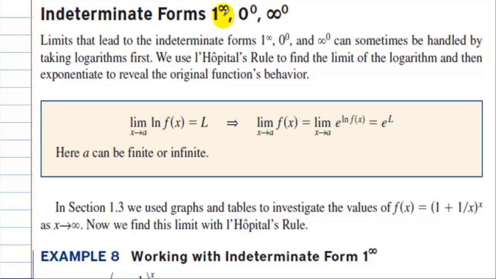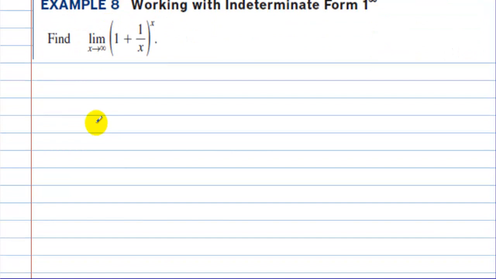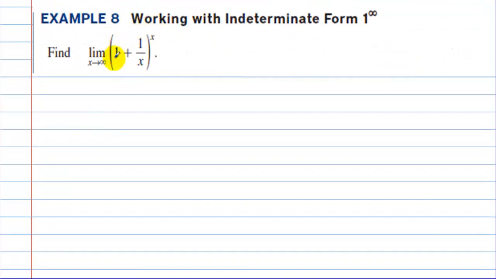Forms 1 to the infinity, 0 to the 0, and infinity to the 0. That's all indeterminate forms. Limits that lead to the indeterminate form can sometimes be handled by taking logarithms first. We use L'Hopital's rule to find the limit of the logarithm and then exponentiate to reveal the original function's behavior. So let's just get down to an example here, working with the indeterminate form 1 to the infinity.